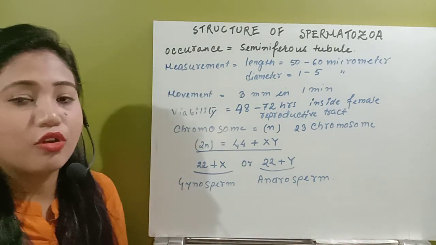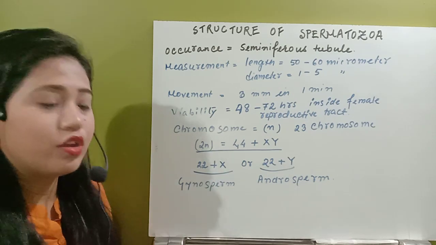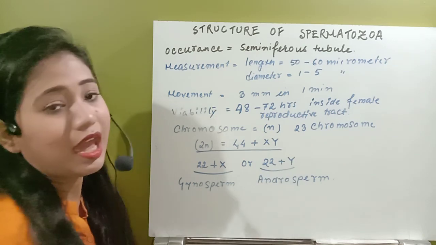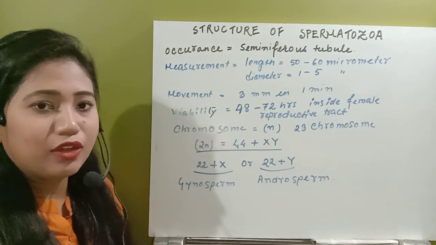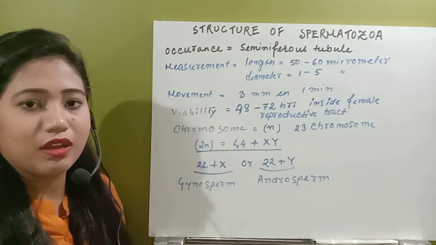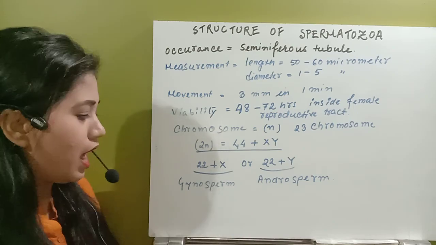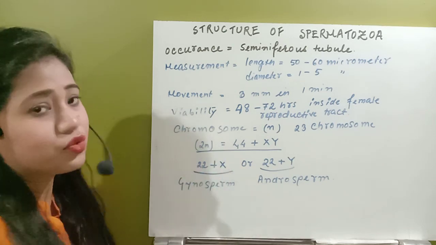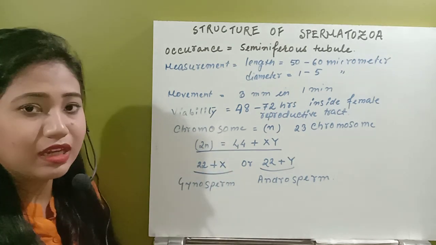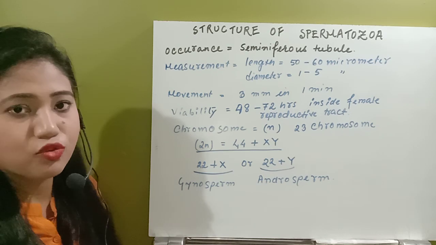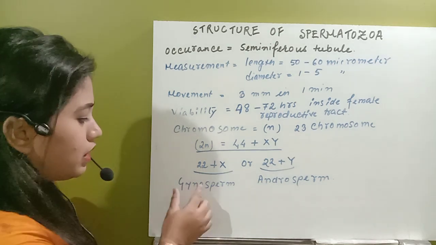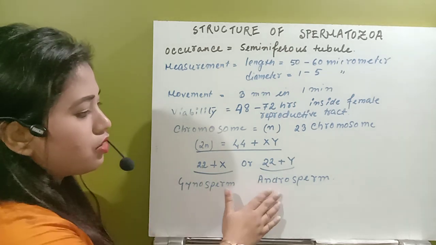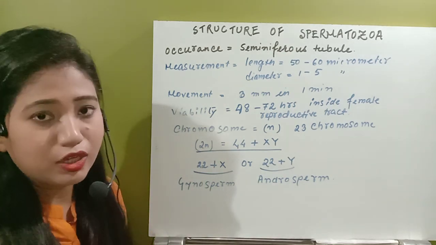So depending upon its chromosome number, it can be of two types. One is gynosperm and another one is androsperm. Gynoecium and androecium we already know from the flowers. As the X chromosome is present in case of female, it is going to have both X chromosomes. So we'll use the term gyno here to represent the gynosperm, and the other one is androsperm, which is the Y-bearing chromosome.